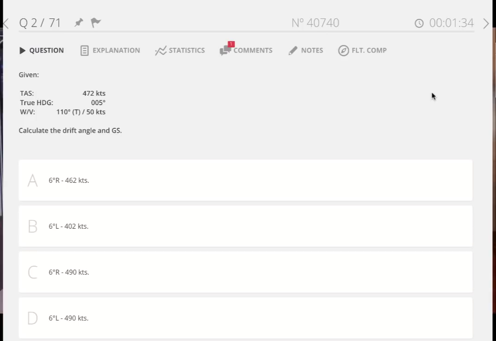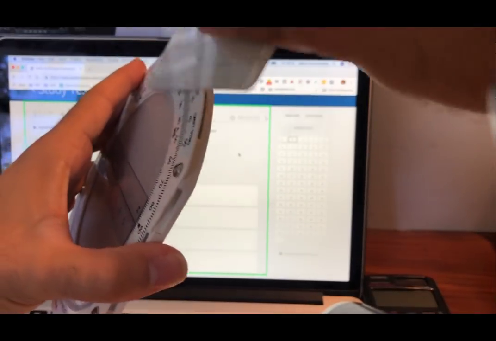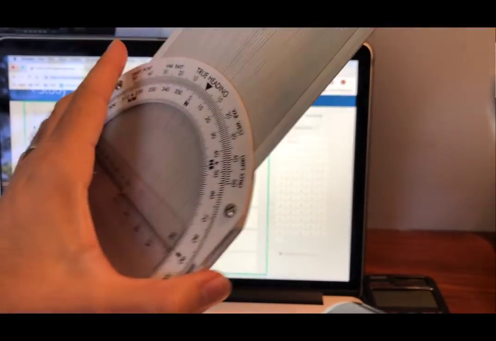Okay, so I showed you a question where you are actually looking to get the wind vector and the wind velocity, and I'm going to show you a question now where I'm given the heading, I'm given the wind, but I need to work out what the drift angle and the ground speed is. On this one we've got 472 knots, and so we know it's the high speed side, so I'm going to quickly flip this over. So start your stopwatch now, see how quick I can do this.